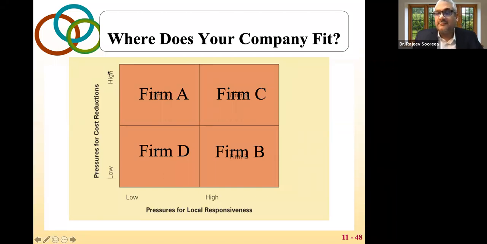So the final question is, you have pressures for cost reduction on one side, and pressures for local responsiveness on the other side. When you merge these two pieces together, where do you fit? That is, which of these boxes do you fall into? Are you firm A, firm B, firm C, or firm D? If you have a lot of pressure to reduce cost, but you don't have a lot of pressure to respond to local market needs, so you are low on this side and high on this side, your combination will give you firm A. So you are firm A.